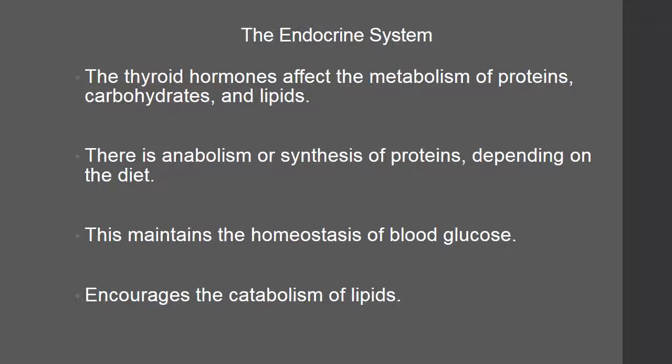There is an anabolic effect, or synthesis of protein, depending on the diet. If you have enough protein in your diet, you can then use the amino acid building blocks to build more proteins. This helps maintain the homeostasis of blood glucose. A lot of us think that only insulin and glucagon does that. That's not true. Thyroid hormone also helps maintain blood glucose in very precise ranges, and it encourages the catabolism or breakdown of fats. We burn fats for energy. Very, very high energy source.